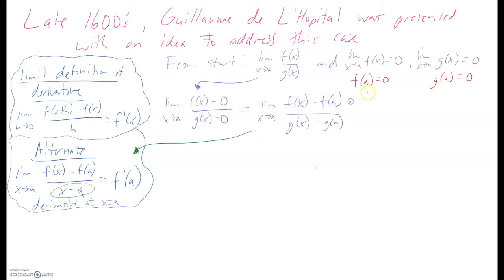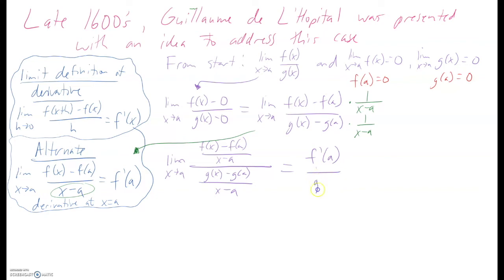And I can solve that problem really quickly by multiplying the top and bottom of this expression by 1 over x minus a, which creates this new limit expression. The limit as x approaches a for f of x minus f of a over x minus a, all divided by g of x minus g of a over x minus a. And what the limit definition says is that this will be equal to the derivative of f, f prime of a, over the derivative of g, g prime of a.